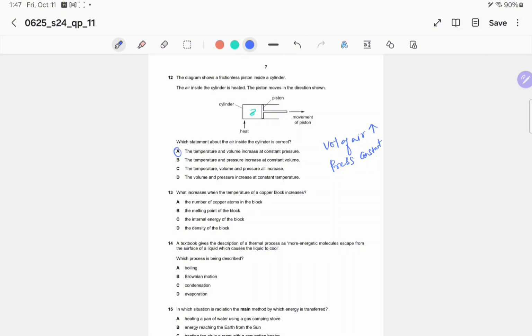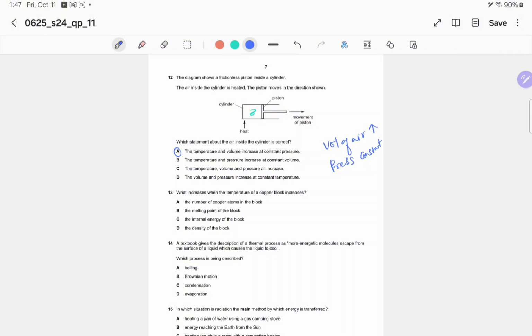So it's A. Pressure will be constant. When heating up, pressure will not change. Only the volume of the air particles will be increasing, as there is more space to move out.